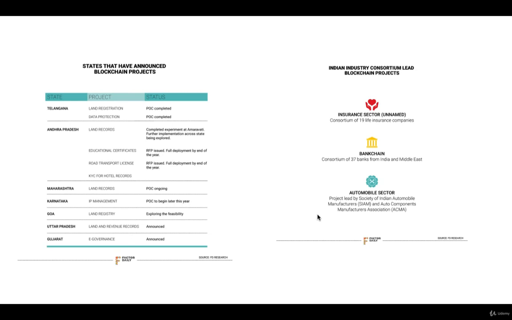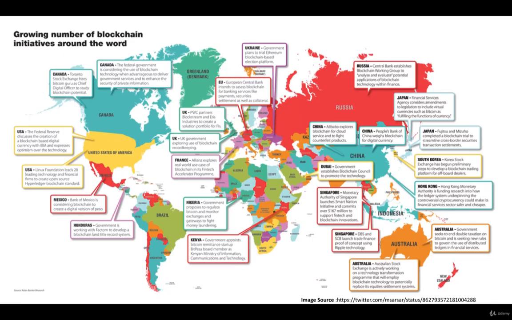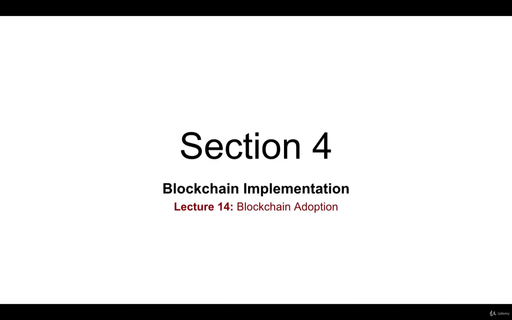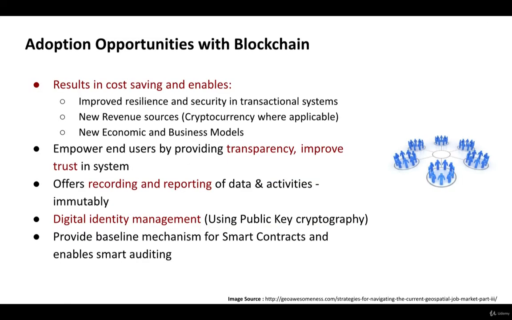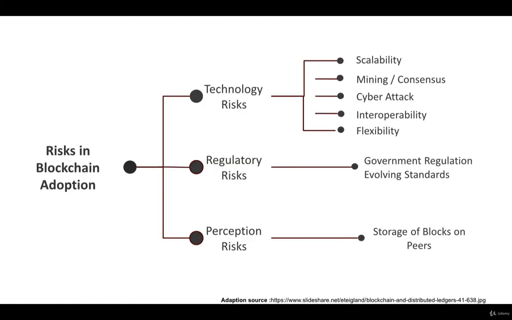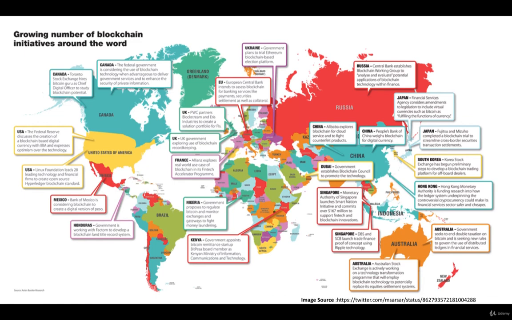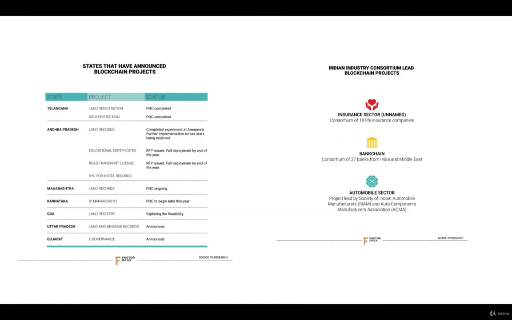So with these applications, we just have a quick recap of what we covered here. We started with the blockchain adoption, a few advantages of adoption of blockchain in organizations. Then we saw the risks in blockchain adoption and how the blockchain consultants would prepare a list of risks which can be mitigated later. We looked at the various growing number of blockchain adoptions across the world. And then we looked at the initiatives in India and the consortiums in India.